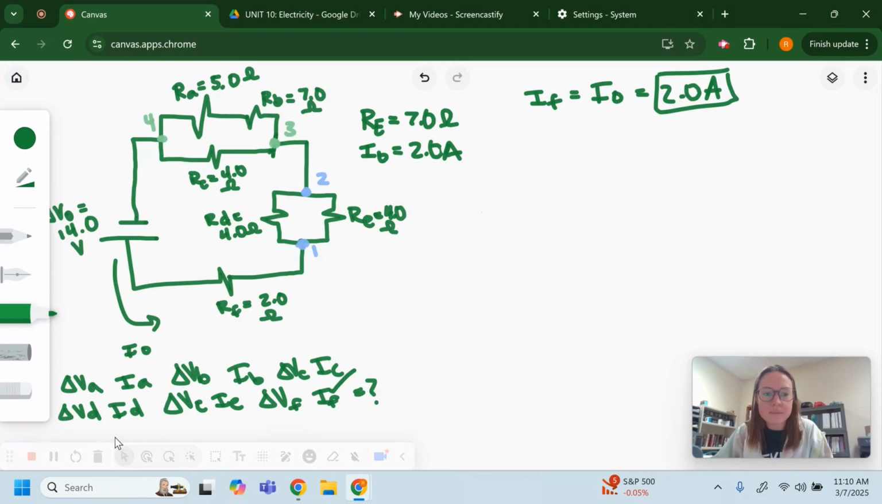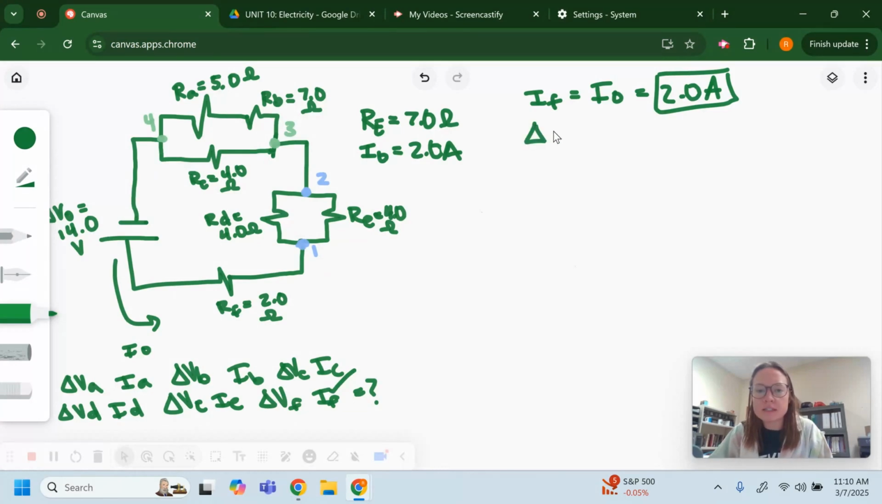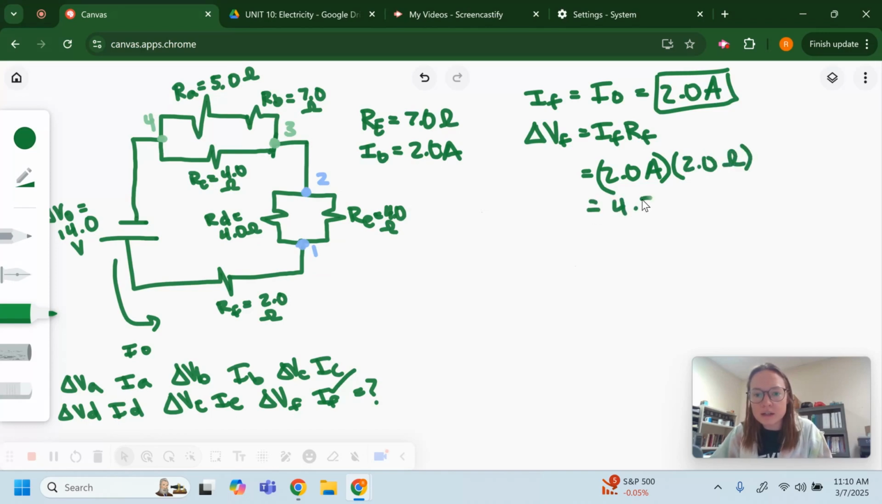Yay. Now I look at my list and I say, okay, what's going to be the next easiest thing to find? And to me, it looks like the next easiest thing to find is going to be delta VF. Very, very simple. Delta VF is equal to IF times RF. I already know what IF is. IF is 2.0 amps. I already know what RF is. RF is 2.0 ohms. And so when you do that in your head, you get 4.0 volts for delta VF.